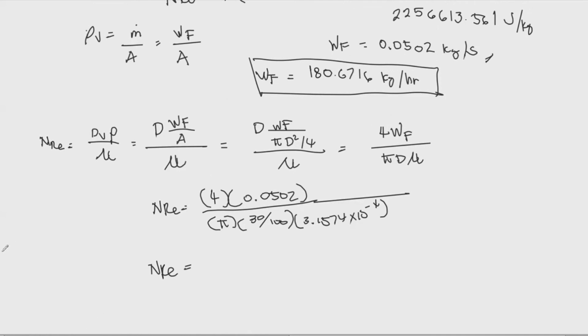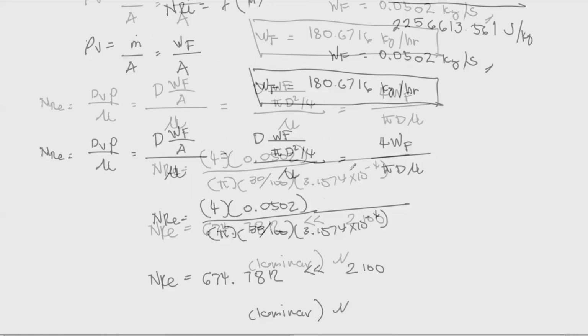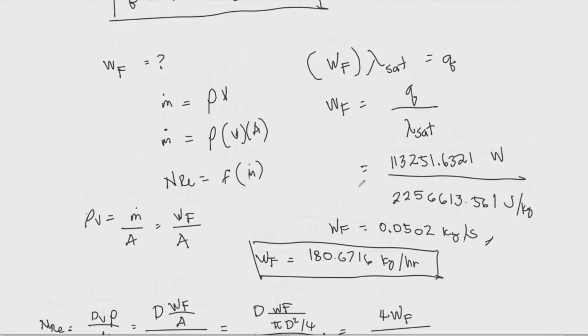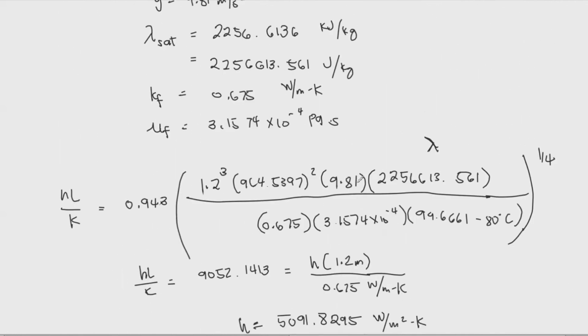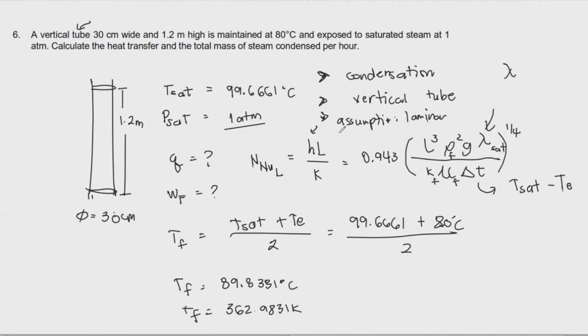So upon solving from this, the value of our Reynolds number is 674.7812, which justifies our assumption that this is less than 2100, and we could say that the flow is laminar. So that's a correct assumption. Had it been greater than 2100, then we would have actually an incorrect answer for this, since we didn't meet the assumption. So that's all for our condensation, and that's all for the natural convection.